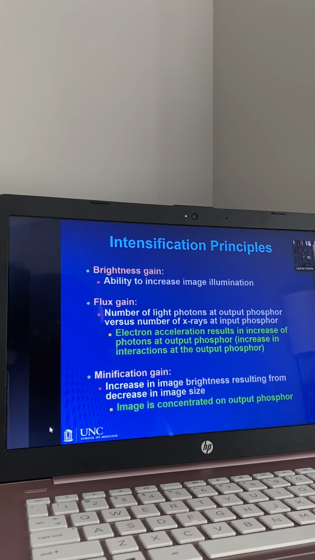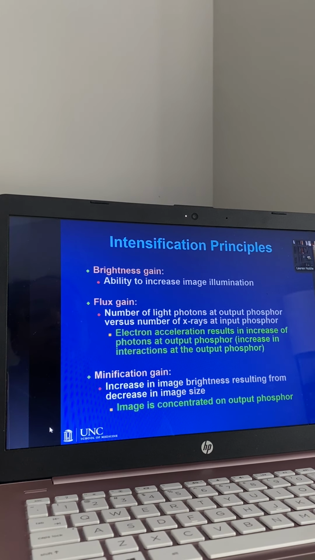So 3 terms that you need to know. The first one is what is called brightness gain. And brightness gain has to do with the extent that the image intensifier will increase the image brightness. And not all image intensifiers are the same. Okay? So there are some differences. Some can increase image brightness more so than others. And that's fine because it just depends upon where the particular unit is going to be used. So that's what brightness gain is. It's how much it illuminates the image or increases the brightness.